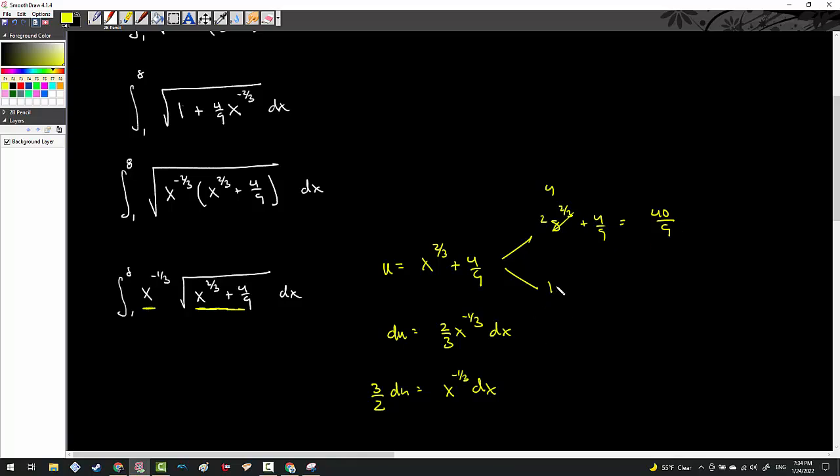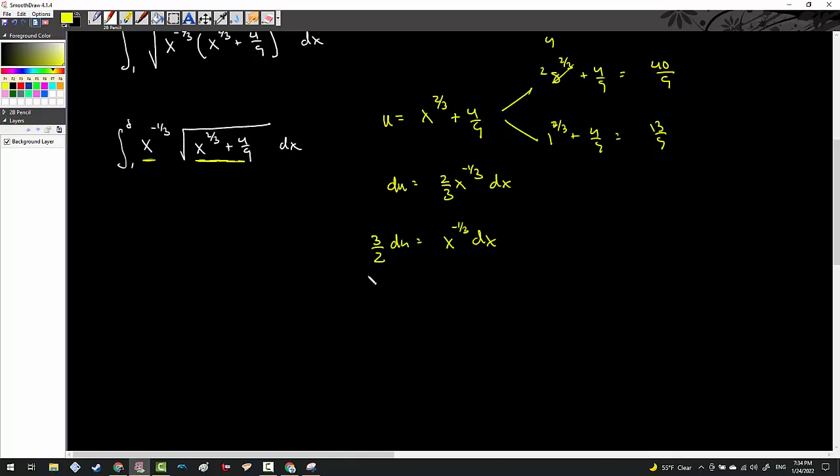And then if I do a 1, right, 1 to the 2/3 plus 4/9, that's going to be 1 plus 4/9, so 13 over 9. So let's replace those limits of integration here. So what I've got is going to be the integral with a 3/2 on the outside of radical u du, or actually I'll call them u to the 1/2, u to the 1/2 du. My new limits of integration are from 13 over 9 to 40 over 9.